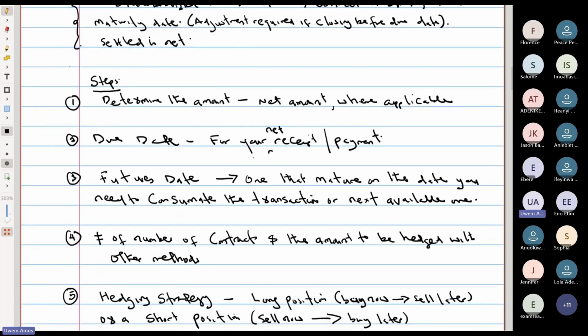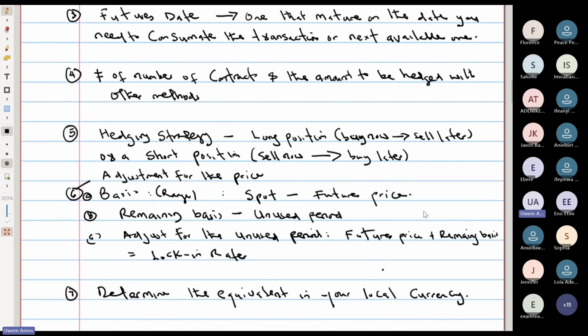Okay, so now we've determined, because we have it in our FRA, the amount will determine what the due date is. The next thing is to determine which futures do we buy. Forward is easy. 6 months, we're going to find 6 months because it's a privately negotiated contract. But futures have standardized maturity dates, meaning that you might not have a futures maturing on that exact date. So which one are we going to buy? We're going to buy one that matures on the date you need to consummate the transaction. And if you don't have one that matures on that date, the next available one.